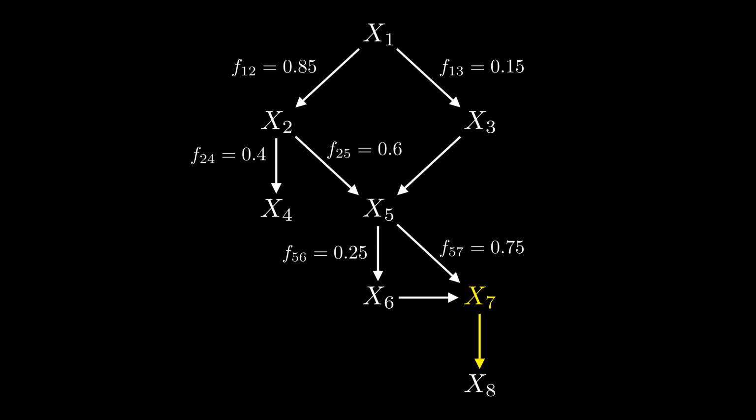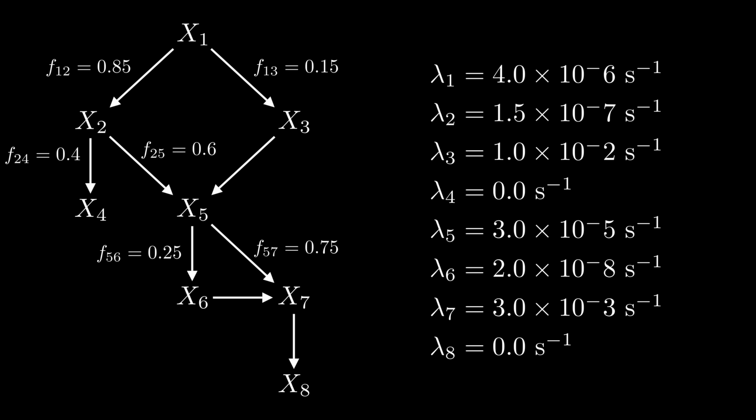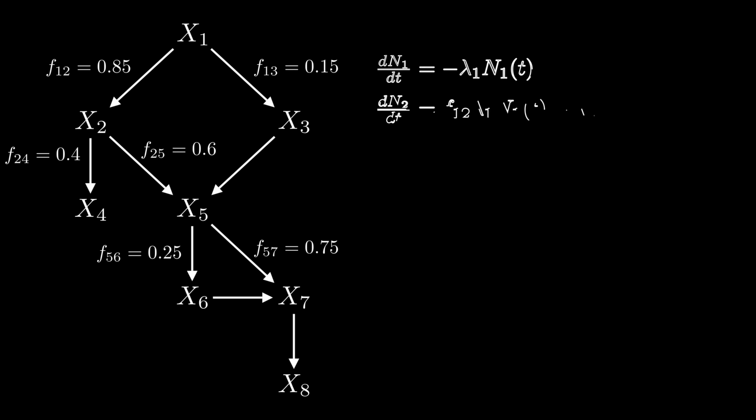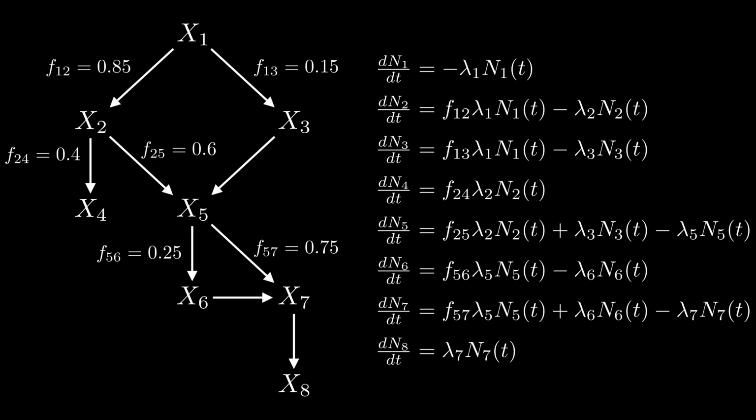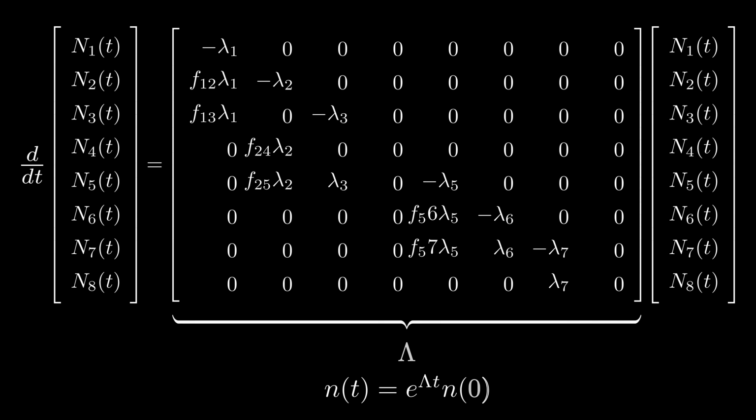The decay constants we'll use here are as follows. Note that for x4 and x8 they're equal to 0 since they're stable and they don't decay into anything else. And then here are the differential equations which describe this decay scheme. Now you can imagine that solving these analytically would be a pretty ridiculous thing to do, so let's put this system of equations in matrix form. To solve this, all it will take is a few lines of code.